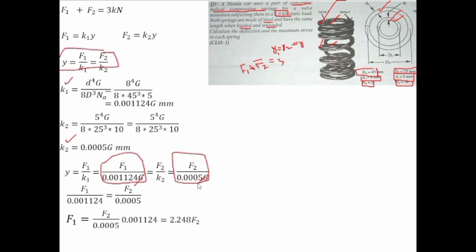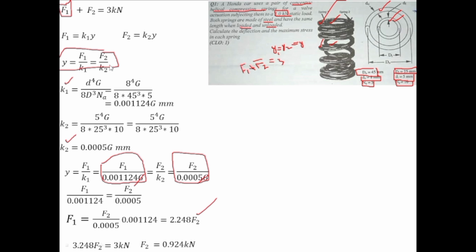Rearranging this formula for F1, that will give you F1 equals F2 divided by 0.0005 into 0.001124. So after the calculation, F1 will be equal to 2.248 into F2. Now if you put F1 equal to this in this equation, 2.248 F2 plus F2 equals 3 kilonewton, and after adding 2.248 with 1, it will give you 3.248 F2 equals 3 kilonewton.